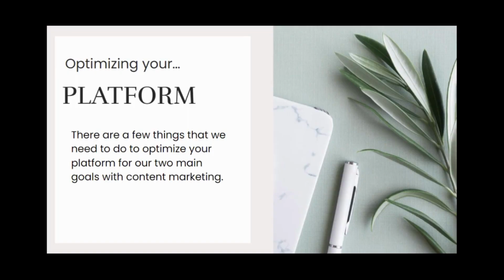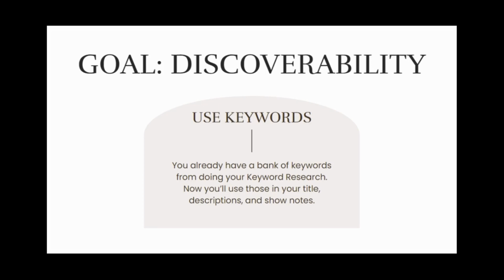So now that you've chosen your platform, we want to optimize it. And there are a few things that we can do to optimize your platform, whichever one you choose, for those two main goals that we have with our content marketing. So just to recap what those two main goals are, number one, discoverability. And the way that you become discoverable is using keywords, which luckily you already have a bank of keywords from doing your keyword research. And you'll use those in your title, description, show notes. Exactly where you use them depends on which platform you're choosing.